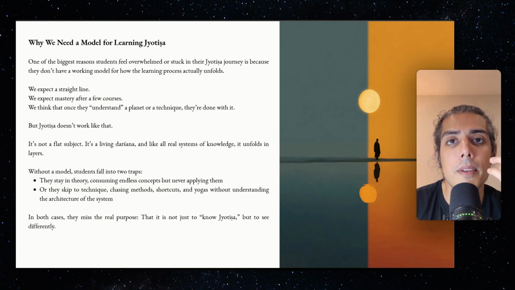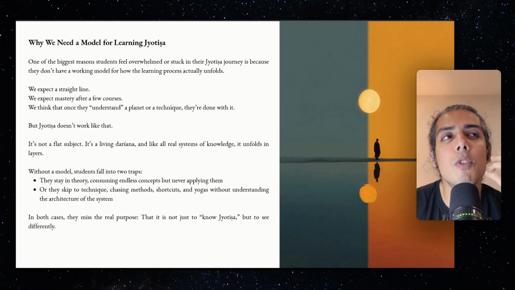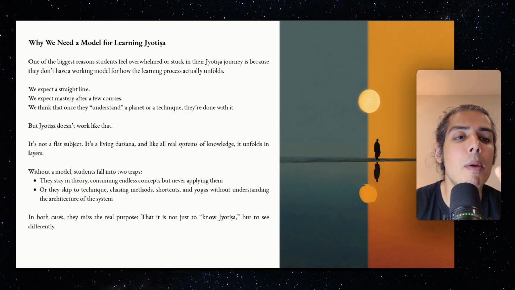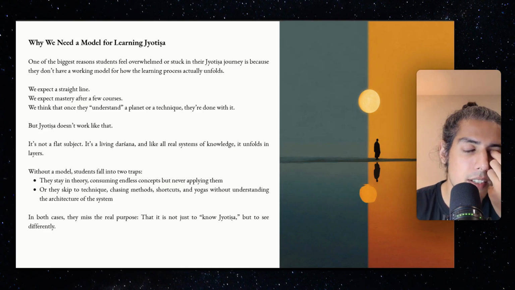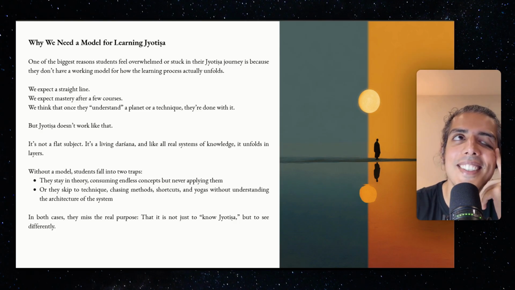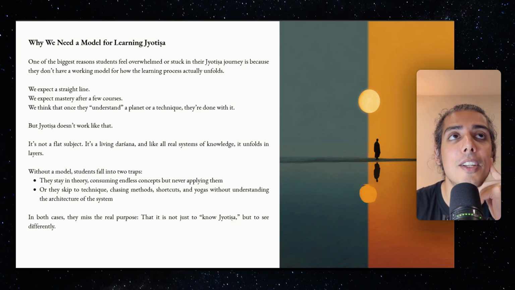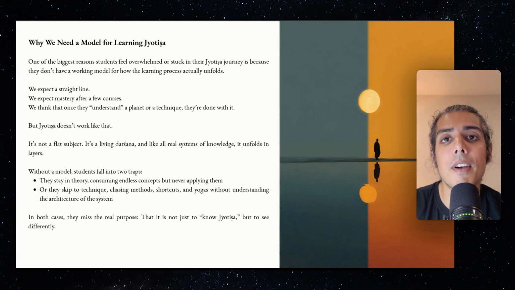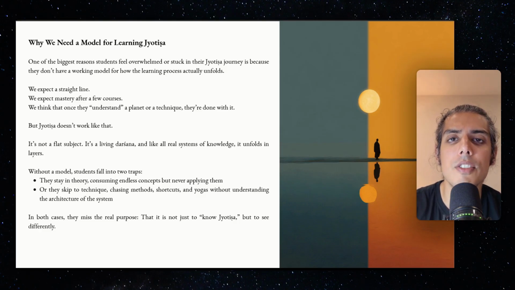We stay in theory, consuming endless concepts, but never being able to apply them. Or we skip techniques, chasing methods, shortcuts, spiritual ideas, intuition, right? We start thinking that, oh, the chart will just speak to me. Like, oh, I'm looking at the chart and this is what's popping out of the chart. That's a horrible way to study Jyotish and do readings. That's a very advanced stage. And not in the sense that it's a better stage.